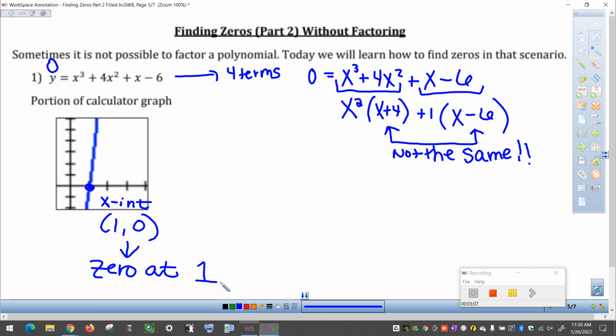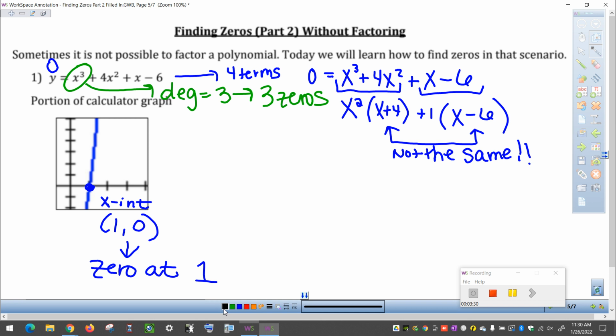Now from the last finding 0 lesson, we talked about the fundamental theorem and that the number of zeros is equal to the degree of the polynomial. This one here has a degree of 3, and so in total, we should have 3 zeros. We just found one of them. We have a 0 at 1. That means that we have 2 more zeros that we need to find.